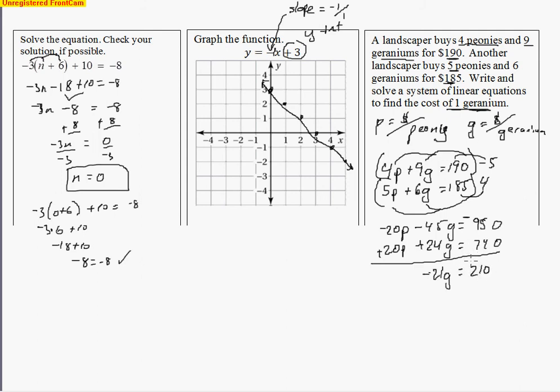Negative 210, that is. And so when I divide by negative 21, I get the answer. G equals, and then I end up with 10. So $10 is the cost per geranium.